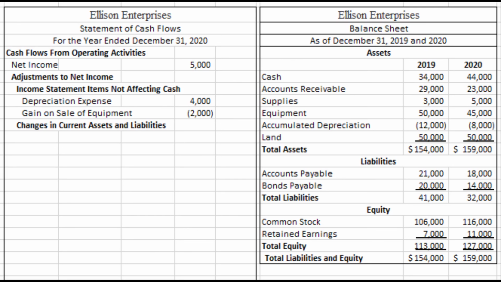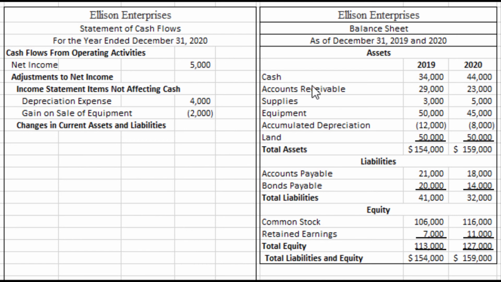Let's continue with the example we started earlier. We just discussed the next section within the cash flows from operating activities, which is for changes in current assets and liabilities, which I have labeled here. Note that sometimes changes in current assets and liabilities and income statement items not affecting cash will not be separately labeled on the statement of cash flows. Over here I have a balance sheet which has the prior year of 2019 and the current year of 2020. And we need to pick out the current assets and liabilities.